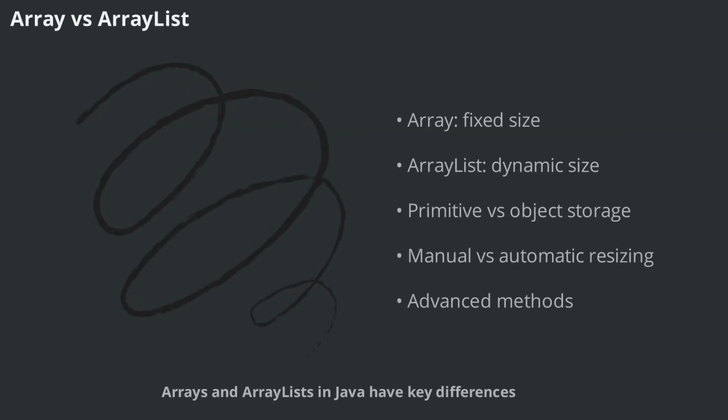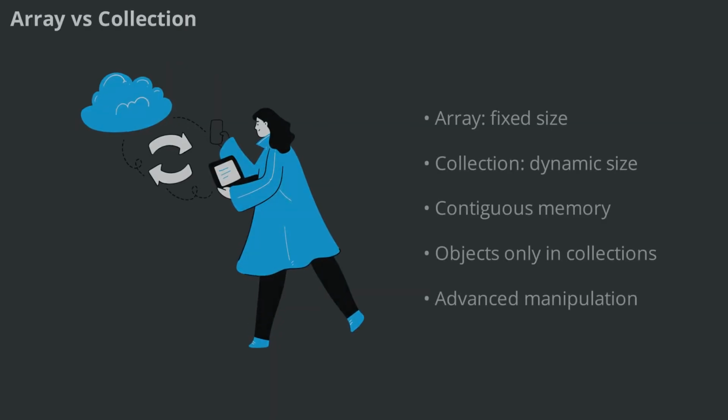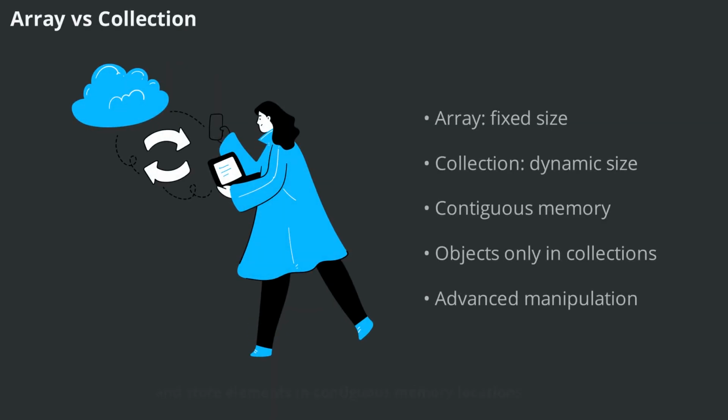Arrays and ArrayLists in Java have key differences. Arrays can be single or multidimensional and have a fixed size, while ArrayLists are dynamic and can grow or shrink as needed. Arrays store primitive data types directly, but ArrayLists only store objects, using autoboxing for primitives. ArrayLists offer advanced methods for manipulation and are type-safe, whereas arrays require manual resizing and basic methods. Arrays in Java have a fixed size and store elements in contiguous memory locations. They can hold both objects and primitive data types.